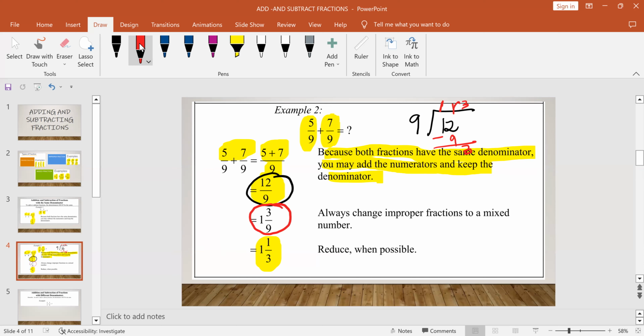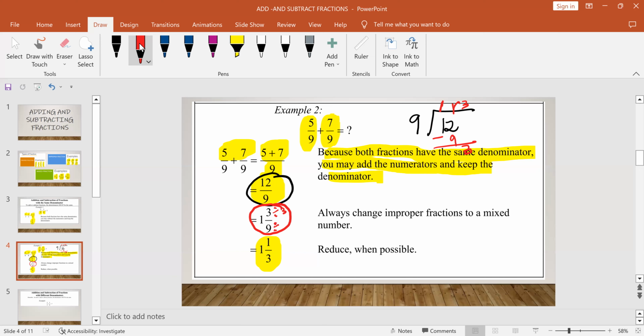But it's not done yet because we need to simplify this 3 over 9. What number goes into 3 and at the same time into 9? That is 3. So you divide the 3 by 3, and at the same time you divide the 9 by 3, and you have 1 over 3. So the final answer is 1 and 1/3. Again, you can check another video for changing an improper fraction into a mixed number or a mixed number into an improper fraction.